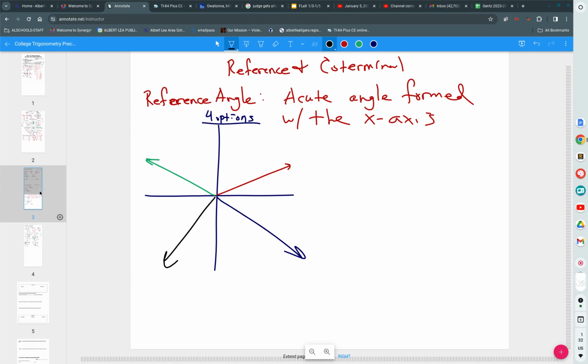You guys find where we're at? And if we're talking about the reference angle, we're talking about this angle. It's an acute angle, meaning an angle between 0 and 90 degrees, and it's always against the x-axis. So the green angle right here, notice that that is far bigger than 90 degrees, but its reference angle is the angle that's formed against the x-axis.